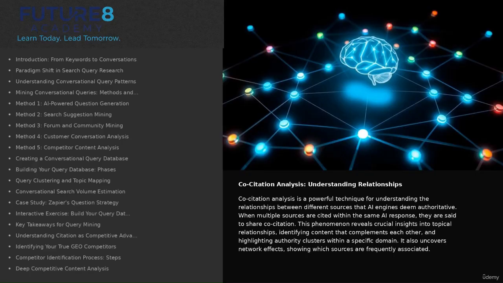Co-citation analysis. Understanding relationships. Co-citation analysis is a powerful technique for understanding the relationships between different sources that AI engines deem authoritative. When multiple sources are cited within the same AI response, they are said to share co-citation. This phenomenon reveals crucial insights into topical relationships, identifying content that complements each other, and highlighting authority clusters within a specific domain. It also uncovers network effects, showing which sources are frequently associated.